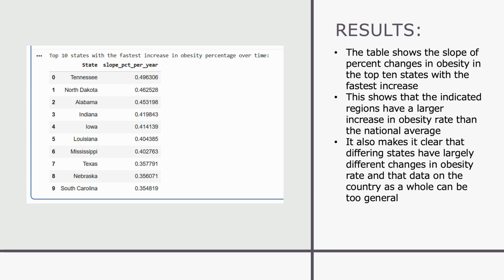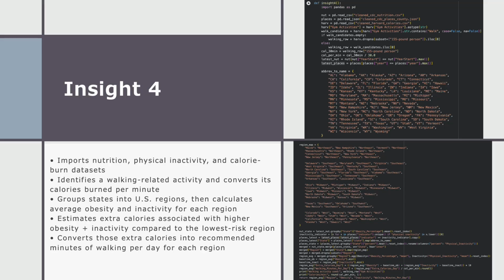For Insight 4, we focused on physical inactivity, obesity, and calorie burn data. We imported the nutrition dataset, the physical inactivity dataset, and the Harvard calorie burn dataset. And we identified a walking-related activity and calculated how many calories per minute it burns.